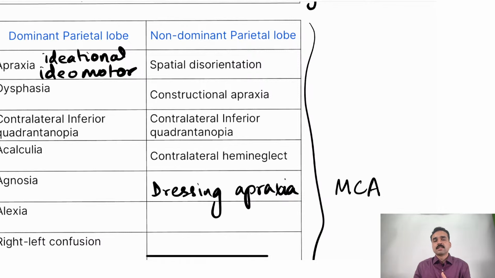If there is a lesion that involves the right parietal lobe, the non-dominant parietal lobe, the left half of the body would be neglected, and that is called hemineglect. Right-sided non-dominant parietal lobe lesion will lead to left hemineglect. You don't get a right hemineglect. It's very unusual and uncommon. So in INI, it's impossible.